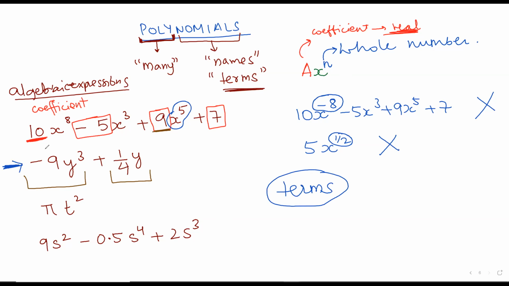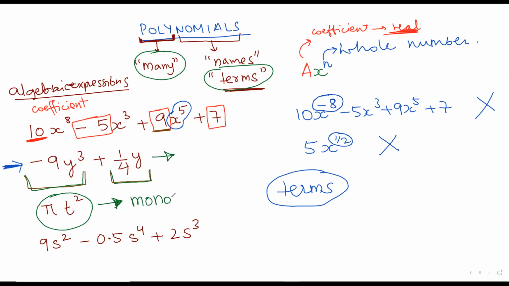Minus 9y cube plus 1 by 4y. Over here, there are two terms. What are the terms over here? One term is minus 9y cubed and one term is 1 by 4y. And that's what we were talking about. Polynomials means many terms. All right, so this is a polynomial and this is also a polynomial in which there is only one term. That term is pi times t square. So this is called a monomial.